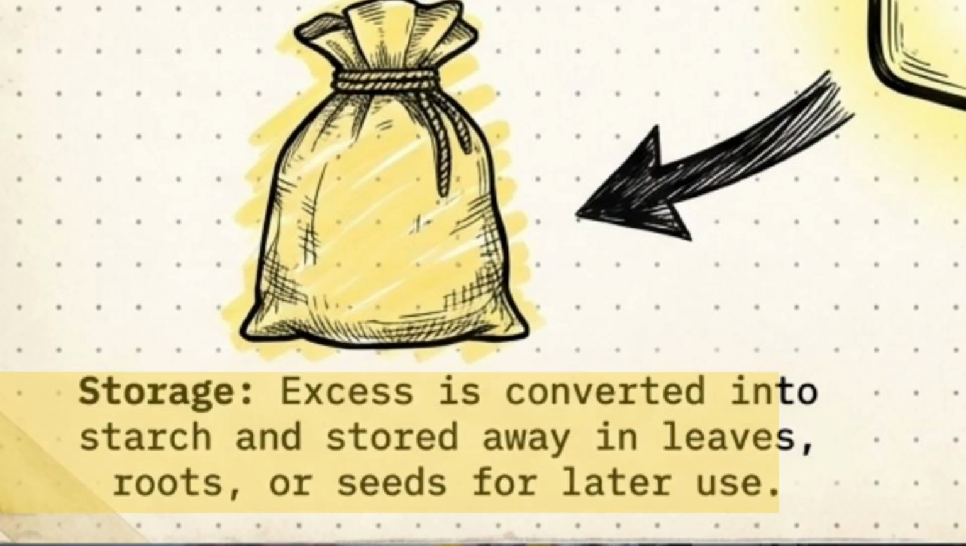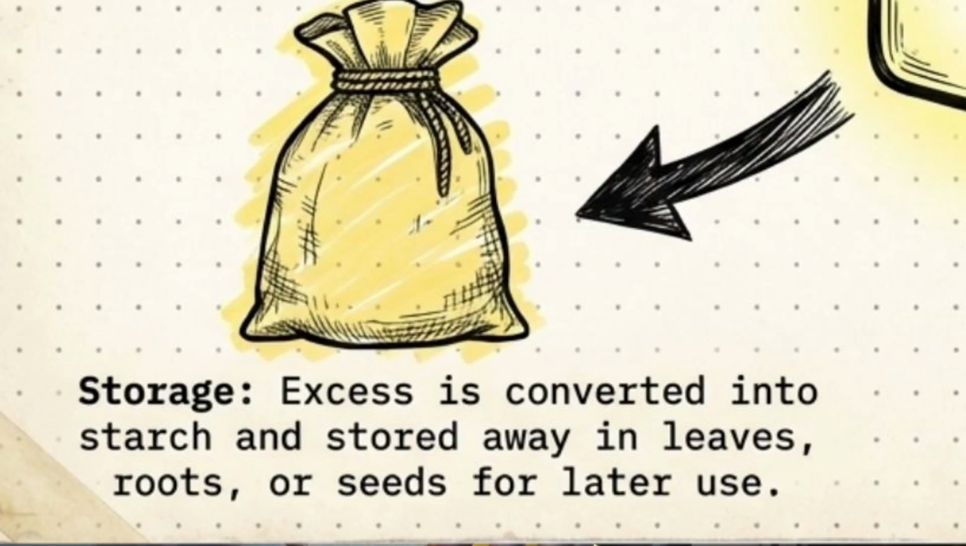The second thing is storage for the glucose. Excess glucose is converted into starch and stored away in leaves, roots, or seeds for later use. So when there is an excess, it stores it. It stores it where? Away in the leaves, in the roots, and the seed for later use.